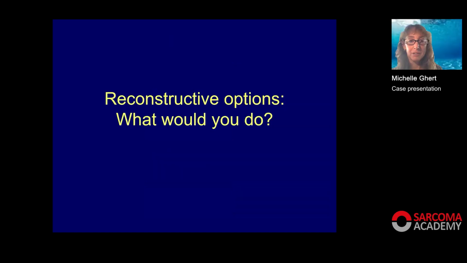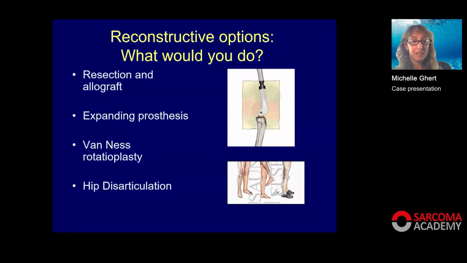Okay. So yeah, what would you do? So it sounds like we are all pretty much in agreement. There's lots of different options. As you know, you could do a hip disarticulation, but we don't really have to, because there are other options where you can save part of the limb.